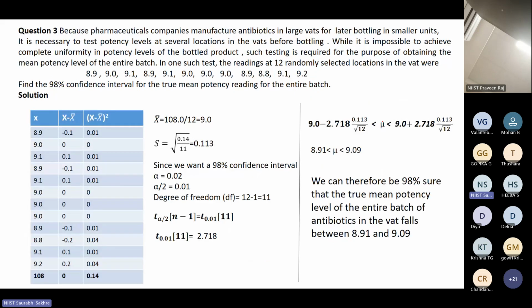Now one more example we'll take. Question number 3. Because pharmaceutical companies manufacture antibiotics in large vats for later bottling in smaller units, it is necessary to test potency levels at several locations in the vats before bottling. While it is impossible to achieve complete uniformity in potency levels of the bottled product, such testing is required for obtaining the mean potency level of the entire batch.